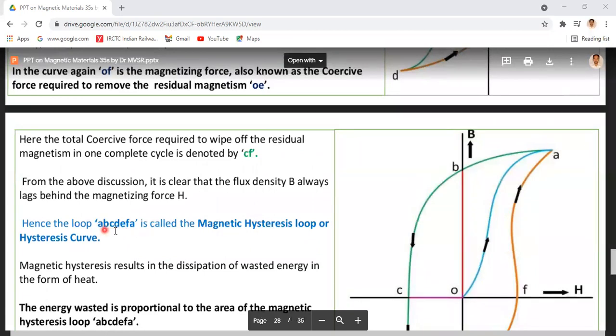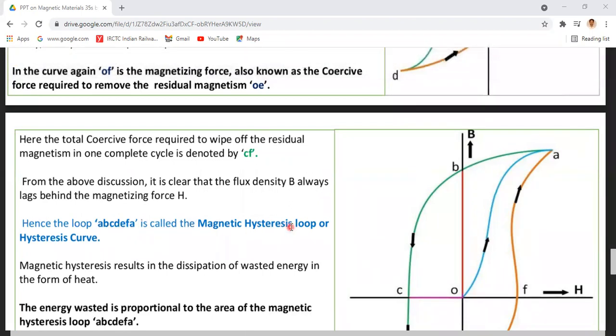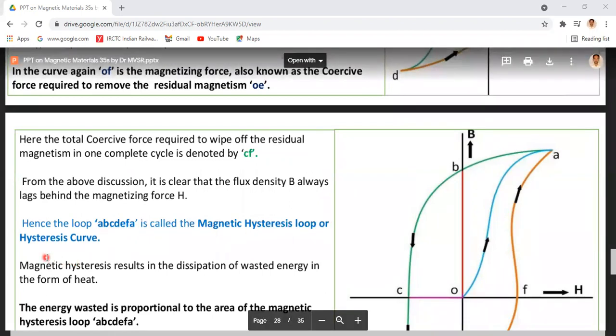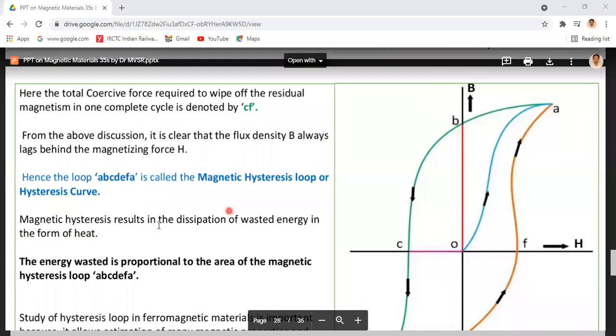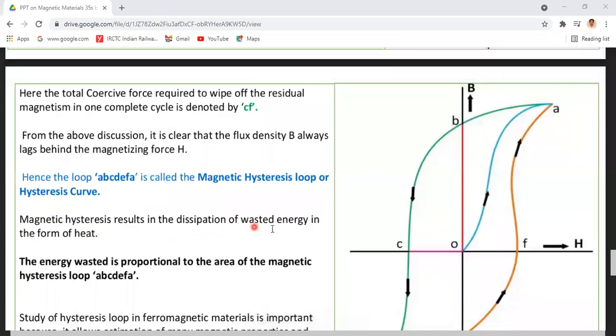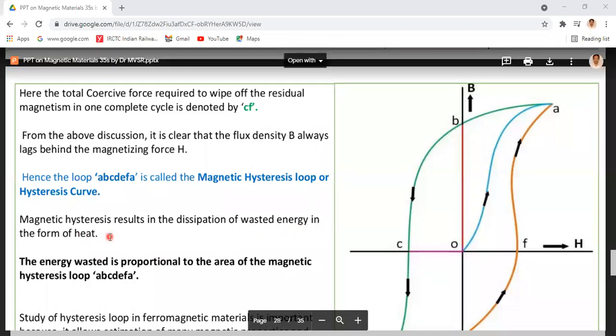This complete loop, a BH curve, is called the magnetic hysteresis loop, hysteresis curve or BH curve. This magnetic hysteresis results in the dissipation of wasted energy in the form of heat. So the energy wasted is proportional to the area of the magnetic hysteresis loop ABCDEFA.